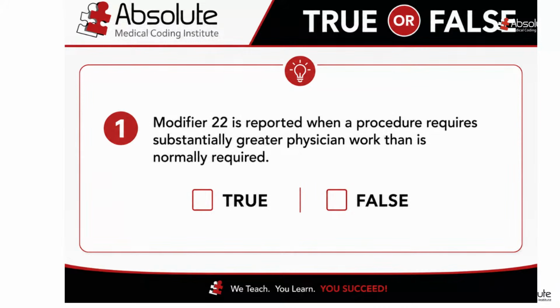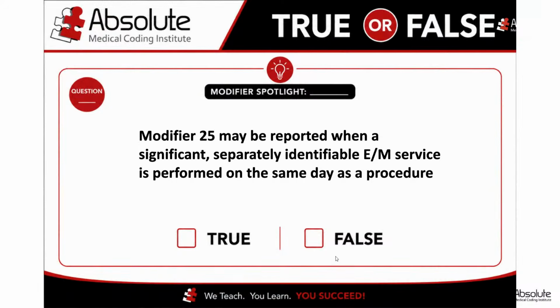Good, a couple of people said, hey, I'm going to put that answer in. Now, I'm not going to tell you if it's correct or not, but I will commend you for taking the chance. Go ahead, put your answer. We will not judge you here. No judgment zone. And the answer is true. Number two, I'm going to pick up the pace, everyone. So if you can read it before me, that'll be great. Modifier 25 may be reported when a significant, separately identifiable E&M service is performed on the same day as a procedure. True or false? What say you?